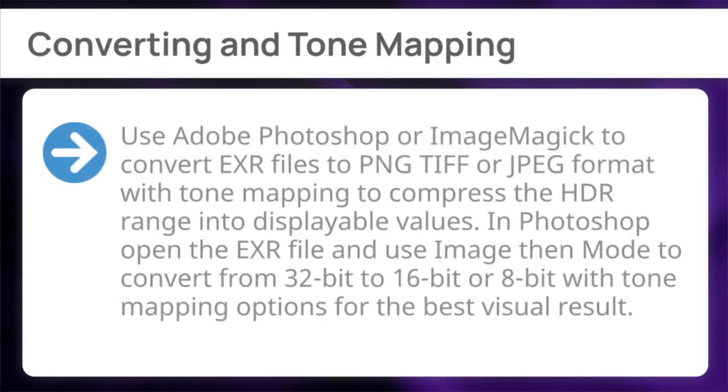Finally, converting and tone mapping. Use Adobe Photoshop or ImageMagick to convert EXR files to PNG, TIFF, or JPEG format, with tone mapping to compress the HDR range into displayable values. In Photoshop, open the EXR file and use Image, then Mode, to convert from 32-bit to 16-bit or 8-bit, with tone mapping options for the best visual result.